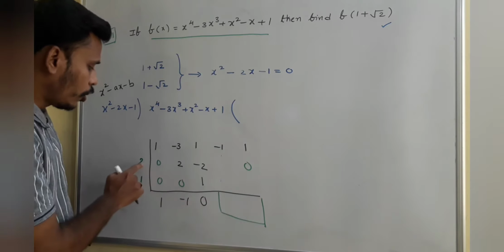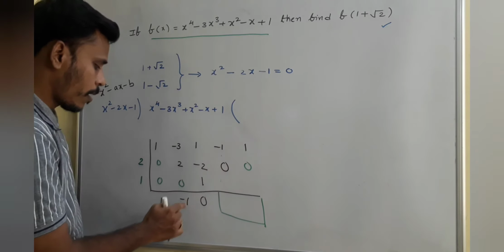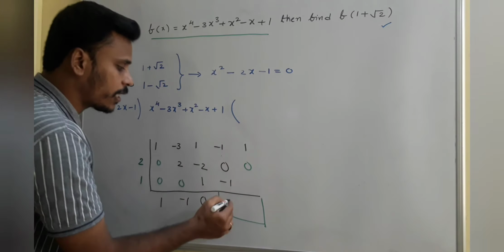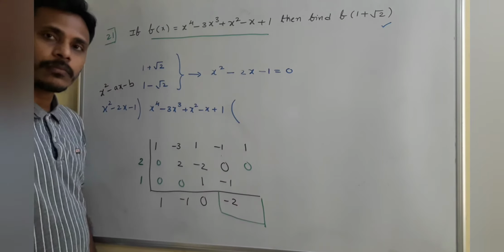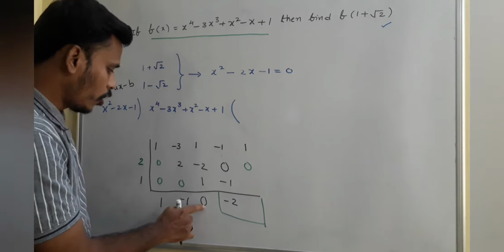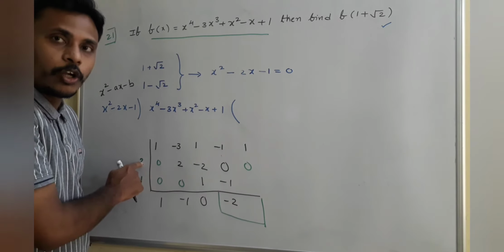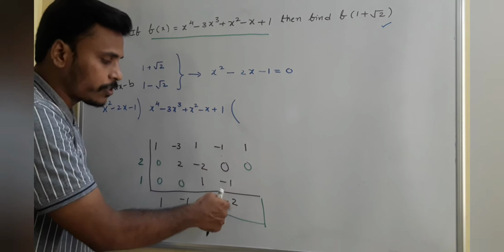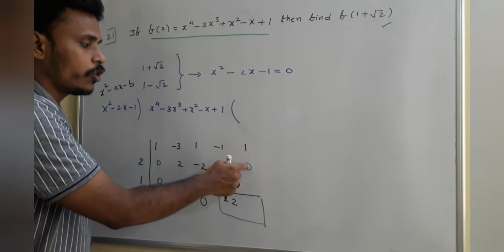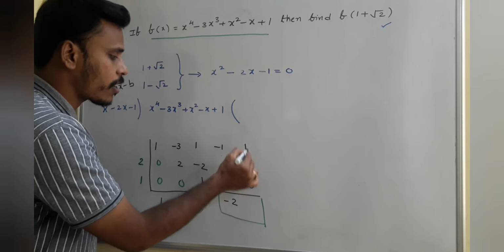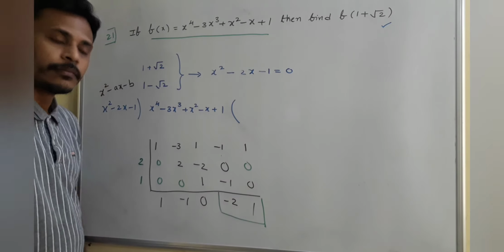Now 0 into 2 is 0. Minus 1 into 1 is minus 1. If you add, that is minus 2. And then 0 into 1. See, actually this minus 2 into 2, no need to mention this product here. Why? Because it comes under the remainder. So that's why we use 0 in this place. And now 0 into 1 is 0, write 0 here, and on adding you will get 1 here.